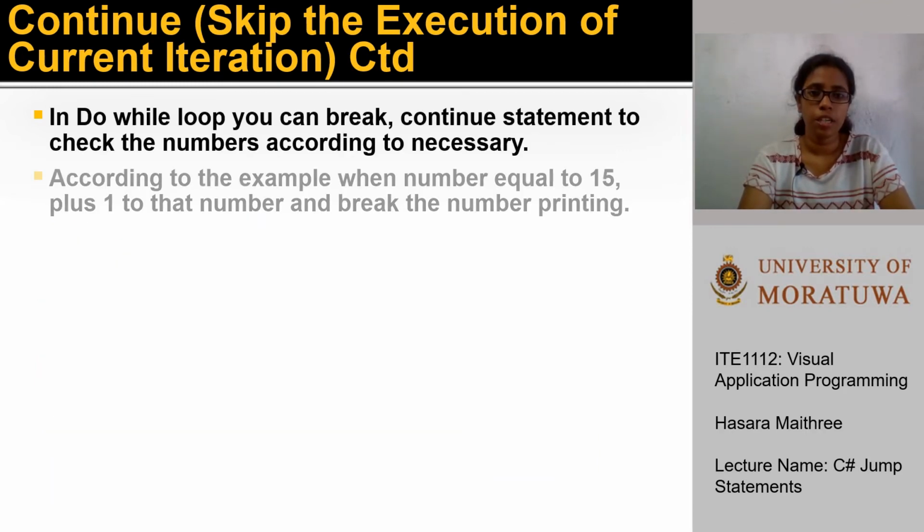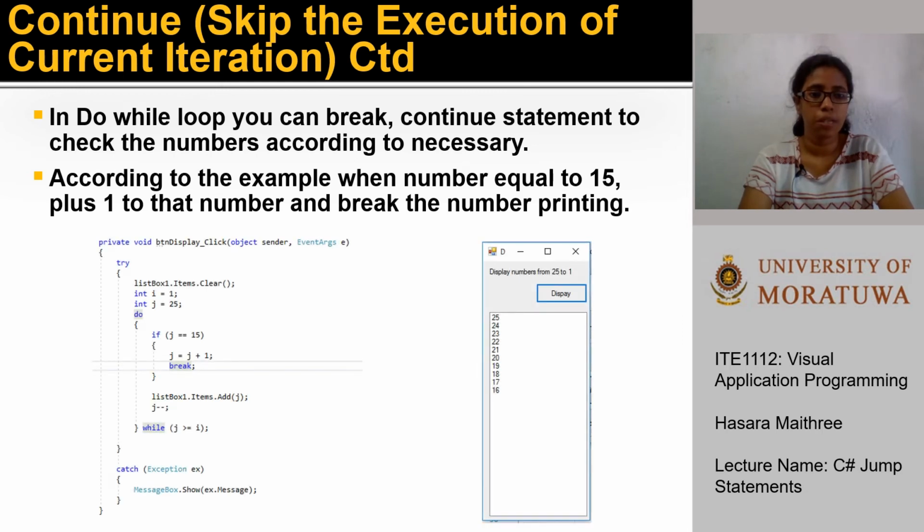Alright, now let's look into an example where we can use the break statement in a do-while loop. In the previous example we looked at the while loop, now we are looking at the do-while loop. In this we want to display the numbers from 25 to 1. So here you can see that in the printing function, after the value 16, the printing is terminated. That means at the value 15, we have to put a break statement so that the execution will be terminated. So now you understand that to achieve this, we need to use a break statement.